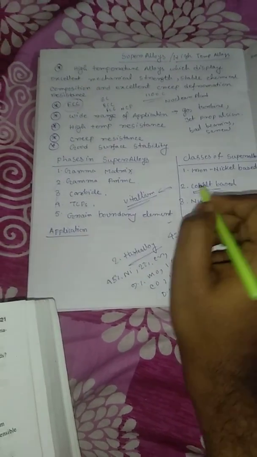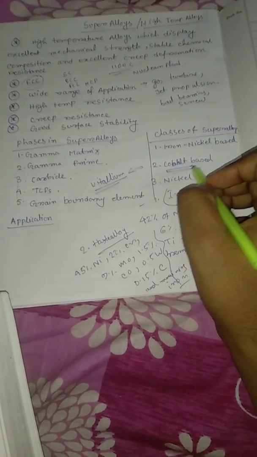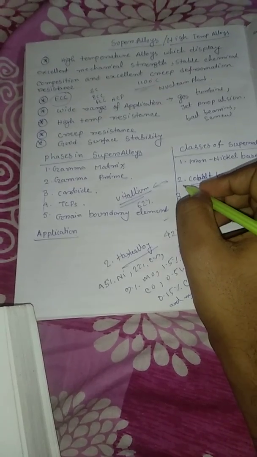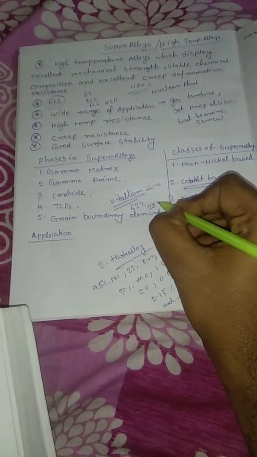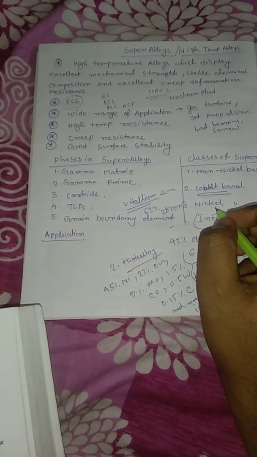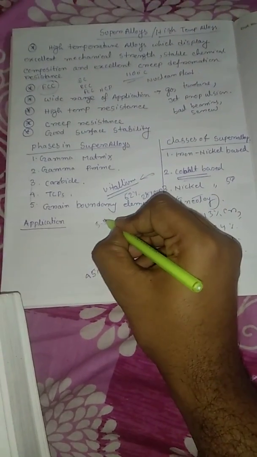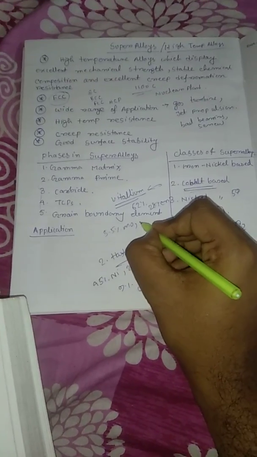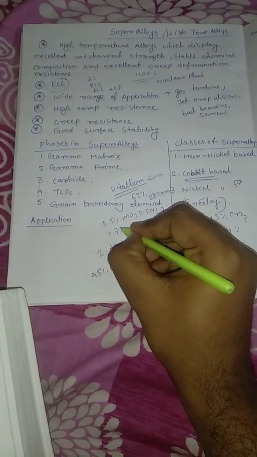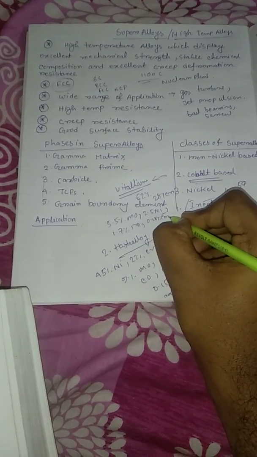The main base is cobalt. It consists of 62% cobalt. As its base is cobalt, the percentage of cobalt will be high. That is 62% cobalt, 28% chromium, 5.5% molybdenum, 2.5% nickel, 1.7% iron, and 0.28% carbon.